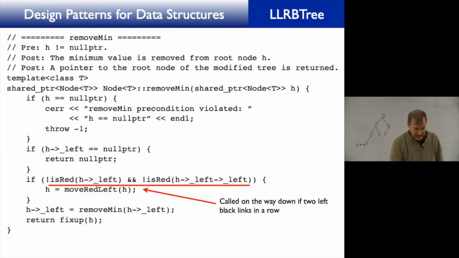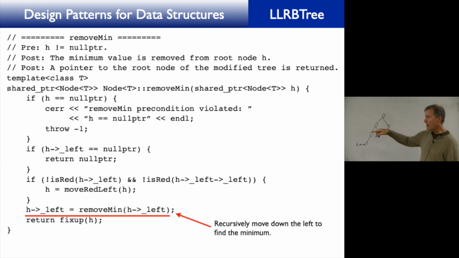So that's called on the way down. And if there are not two lefts in a row, then we just skip that one. Yeah, these are sequential ifs. Okay? And then, what's the last one? So now what's the last one? H arrow left gets what?